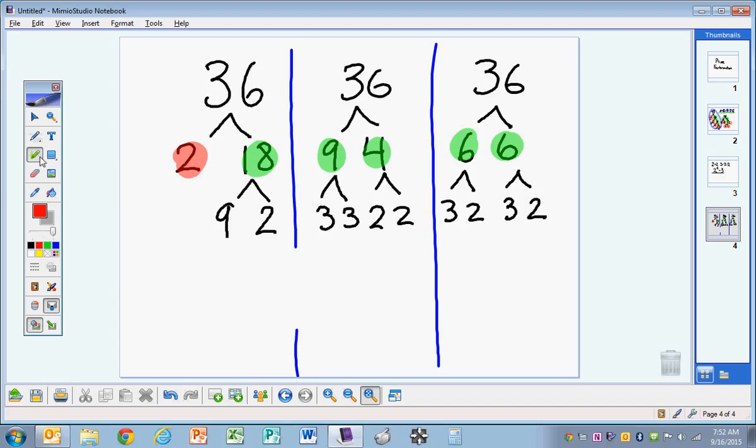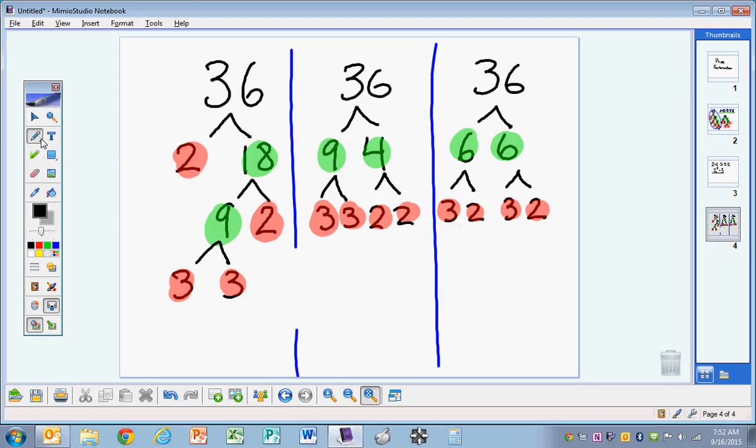So 2 is prime, 9 is composite, 3 is prime, 2 is prime, and again the same here. So if you chose to use 9 and 4 or 6 and 6 first, your process would be over because we have all prime numbers. If we started with 2 and 18, we have one more to do, and we would split up 9 into 3 and 3, which are both prime. So we have all of our prime numbers, which means we are finished our process.